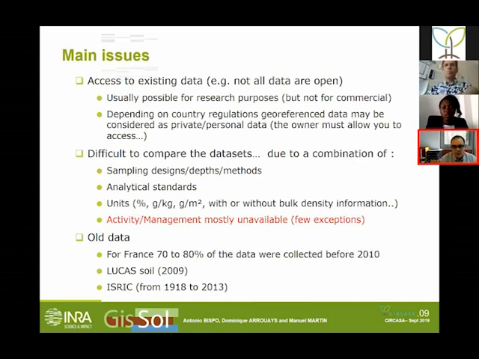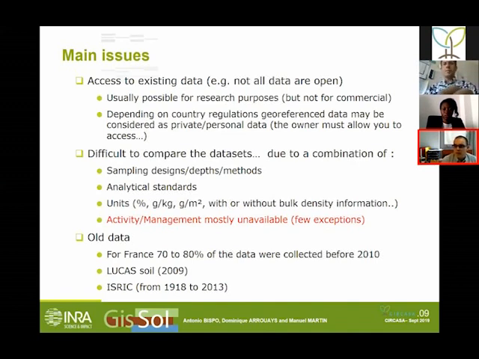You may have different kinds of methods to analyze carbon, just for carbon. You also will have different units in the databases: in percent, in grams per kilogram, grams per square meter. And sometimes you will also have the bulk density, but very often you don't have the bulk density. And finally, if you want to use and interpret the data, sometimes you don't have any idea of the land use and of the management of the soil.